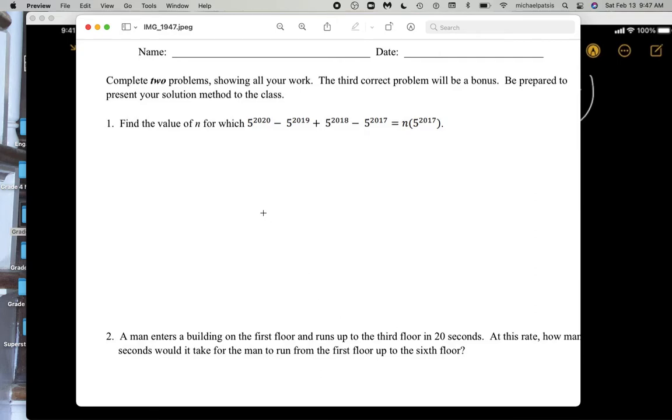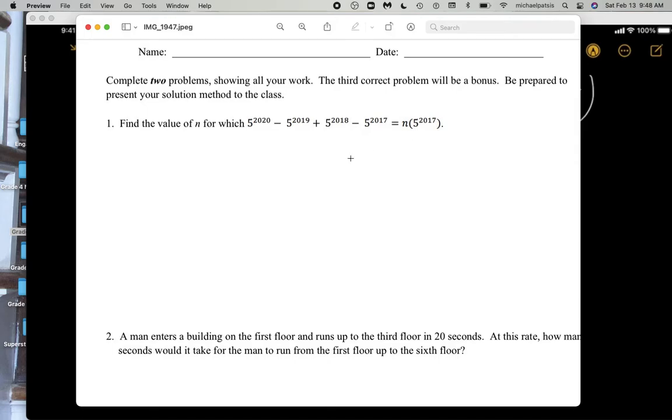Okay, problem one is find the value of n for which 5 to the 2020 minus 5 to the 2019 plus 5 to the 2018 minus 5 to the 2017 equals n times 5 to the 2017.